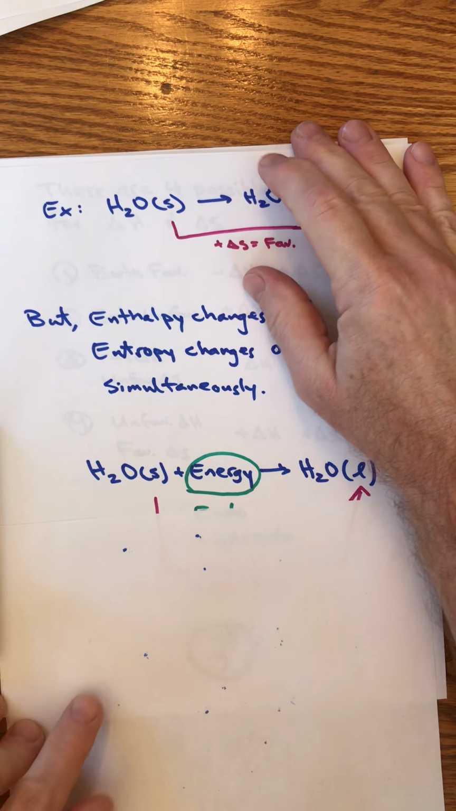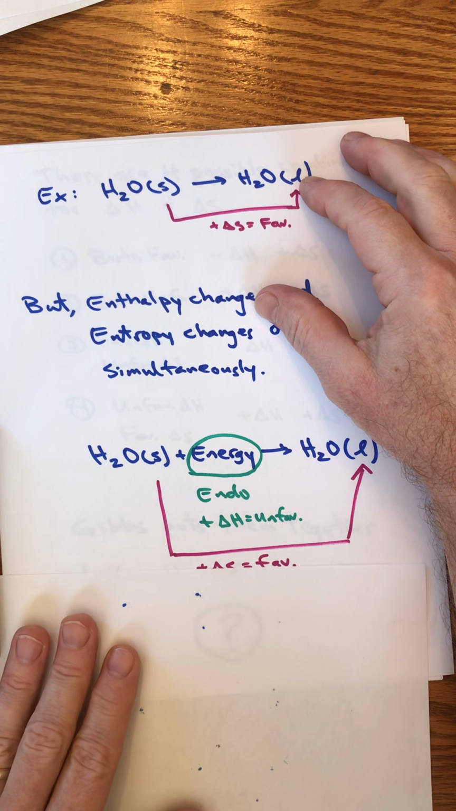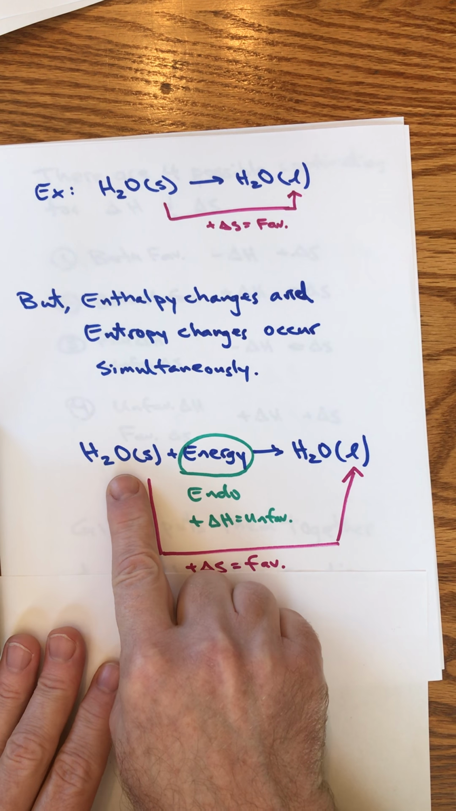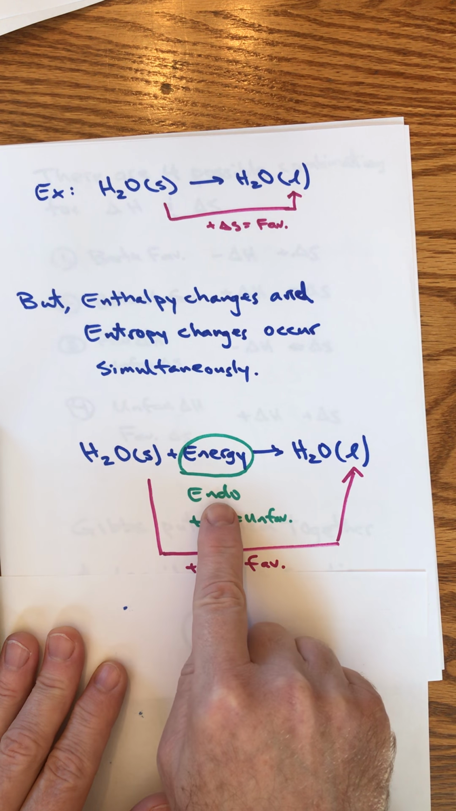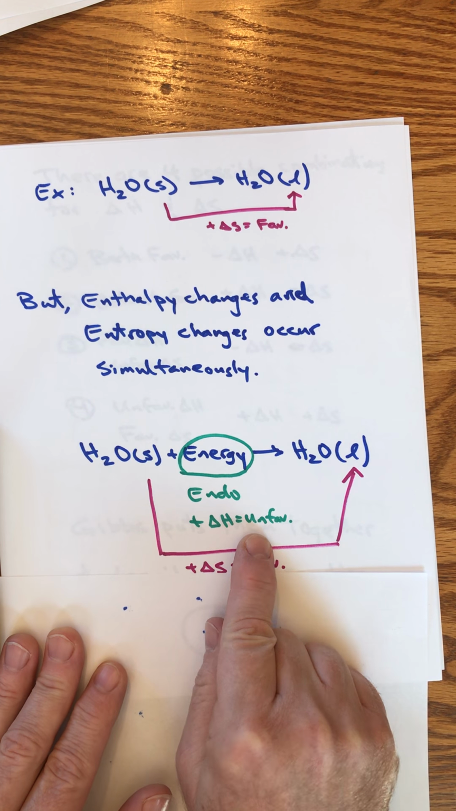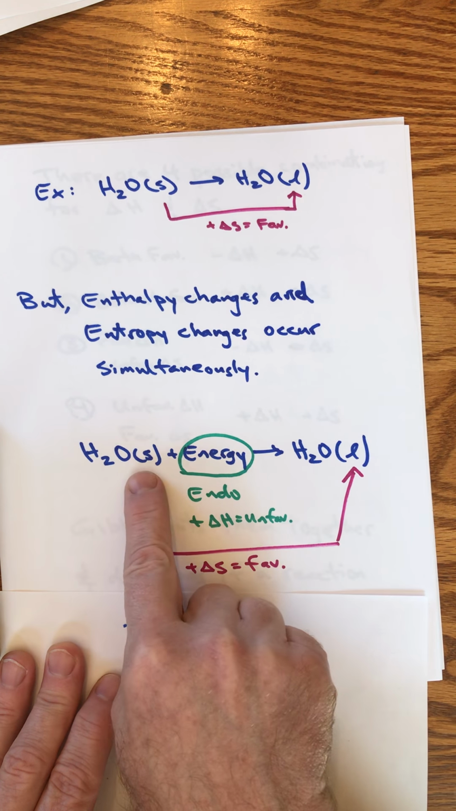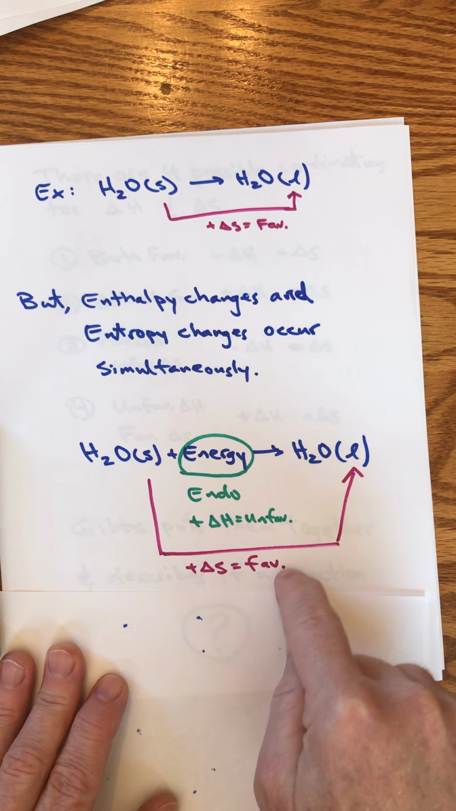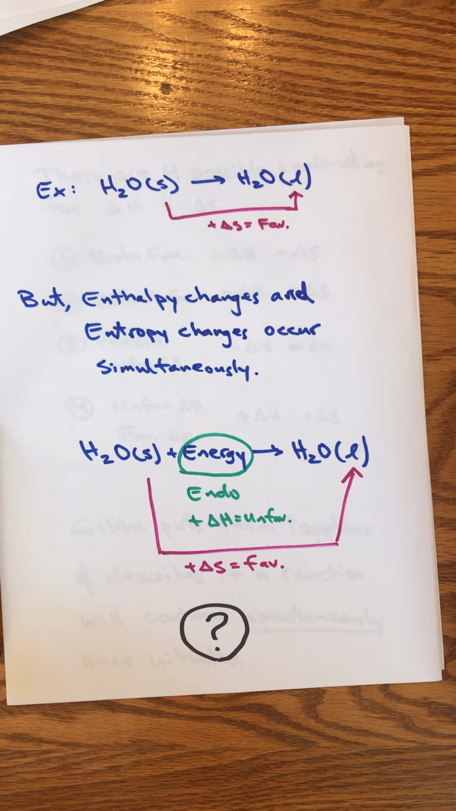If I go back to my equation at the top here, add energy into it, it takes energy to melt ice. So H2O solid plus energy would go to H2O liquid. Well, energy being on the left, that's an endothermic process. That's a positive delta H. That's not favorable, even though I'm increasing my entropy going from solid to liquid. So here, I've got competition going on. The laws of thermodynamics don't always work together.